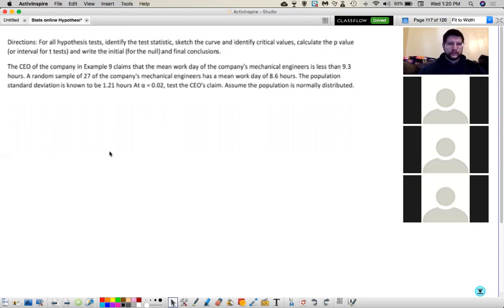Right here, if we look at it, let's see what we got. It says the CEO of a company has a mean work day of the company's mechanical engineer that is less than 9.3 hours. A random sample of 27 of the company's mechanical engineers has a mean work day of 8.6 hours. The population standard deviation is known to be 1.21.